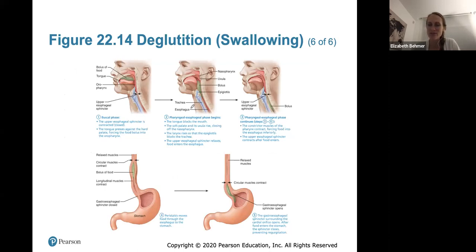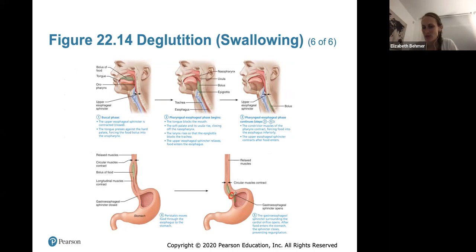And it goes through the different phases of swallowing, which I don't ask you about, but I just wanted you to see how peristalsis again moves the food through the esophagus into the stomach. This is where the gastroesophageal sphincter will open to allow that bolus of food to enter the stomach.